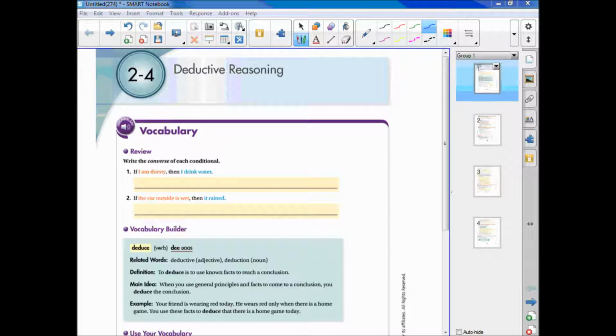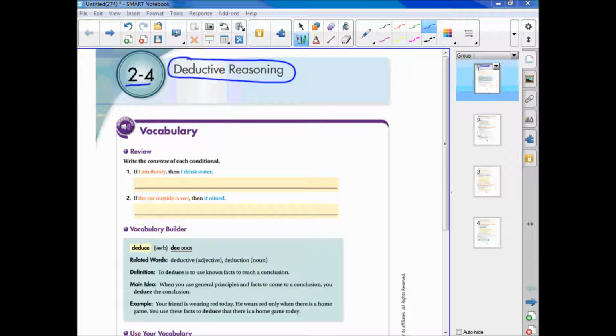Today we're covering section 2.4, deductive reasoning. So inductive reasoning was looking for patterns and then trying to draw a conclusion from patterns we see. Deductive reasoning is a little bit different, okay? All right, so vocabulary first, write the converse of each conditional statement.